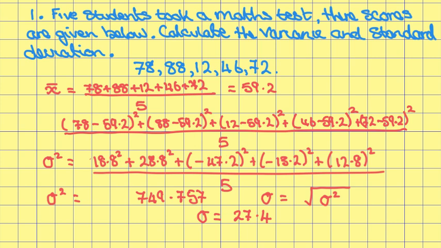And what does that actually mean? That actually means that if you take those 5 pieces of data, on average, each piece of data is 27.4 away from the mean of 59.2. So that's the average distance each piece of data is away from the mean. And we don't care whether it is above the mean or below the mean. We're only interested in how far away from the mean it is.